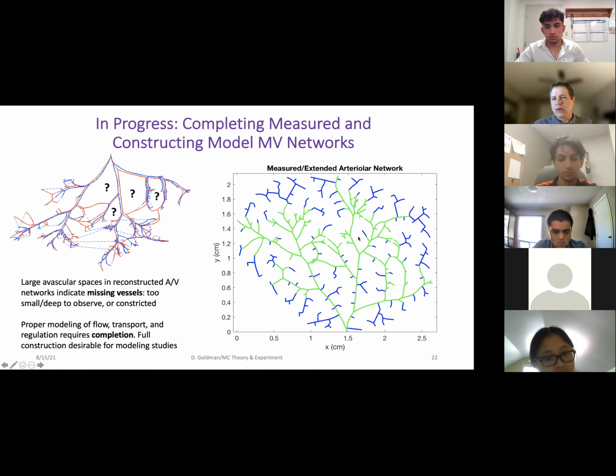And so we've started to do that. The green here is, I think, this red network on the left, just flipped upside down. And then the blue is vessels we've added. For this work, it was a very simple algorithm where we just looked at tissue points that were far from a vessel, and then we started growing vessels, constructing vessels in that direction.